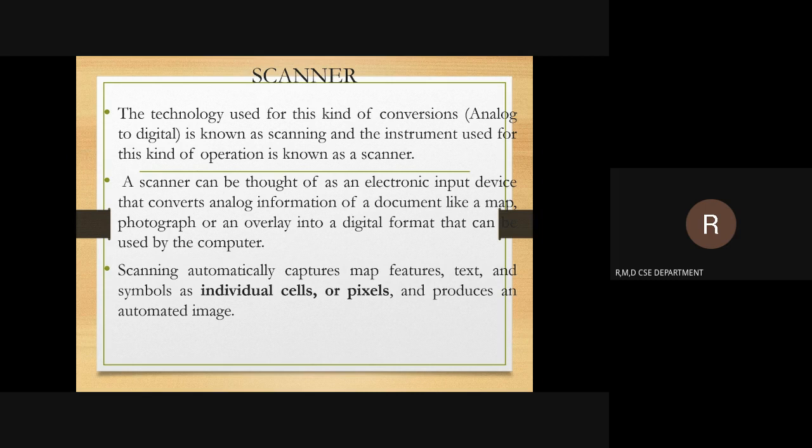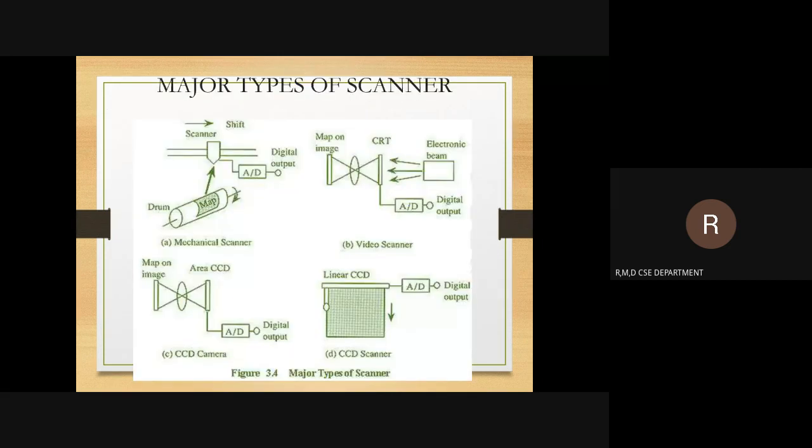In the scanners we will give three important points. One is making use of your cells, making use of your pixels, making use of your grids, making use of your tuples. These are the major types of scanners.